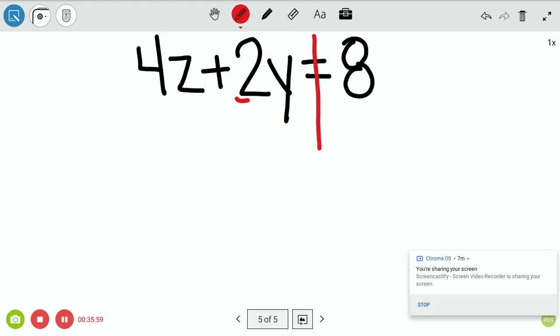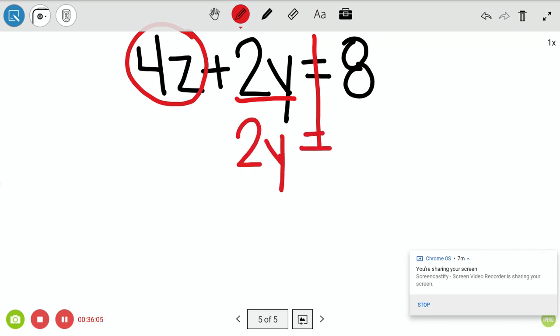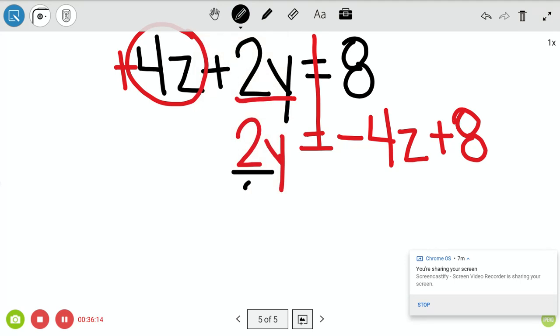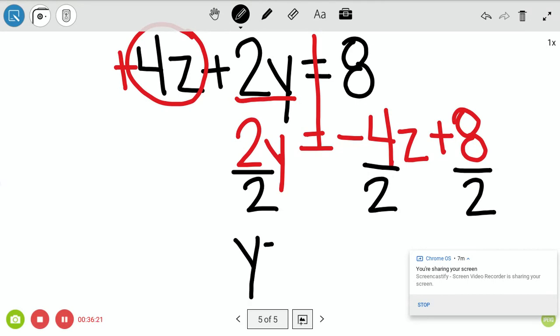The y term stays put. The negative z, 4z is what needs to be moved. So if it's a positive here, if I want to move it over, it becomes a negative. And then you bring a plus 8. All right, our last step, divide by 2. So every number gets divided by 2. Now this one, you don't have fractions. It actually comes out to whole numbers.